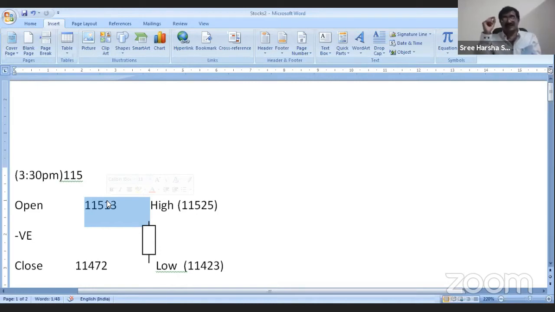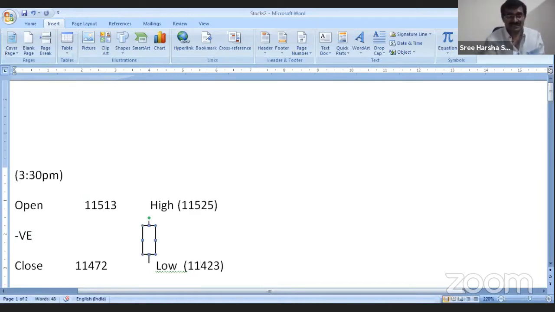So what price did we close at? That is at 3:30 p.m. That is the close price. Today the close price was 11,472. That is the price at which we closed the market today. During this entire duration, 11,525 is the price at which we made the high, and 11,423 is the price at which we made the low.